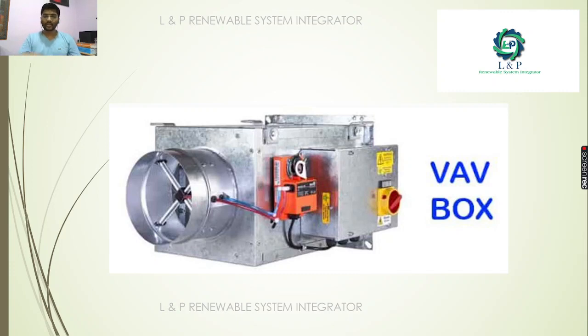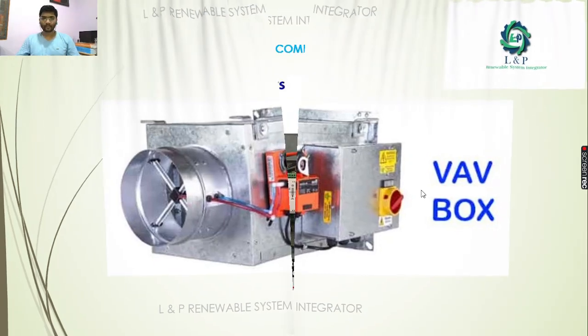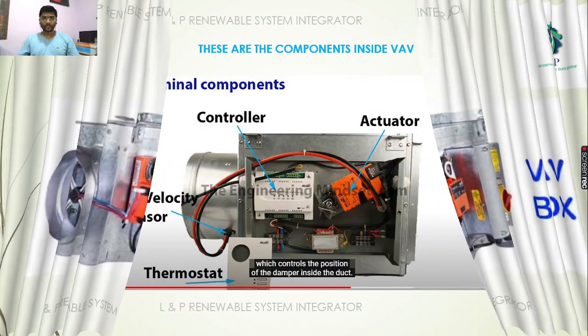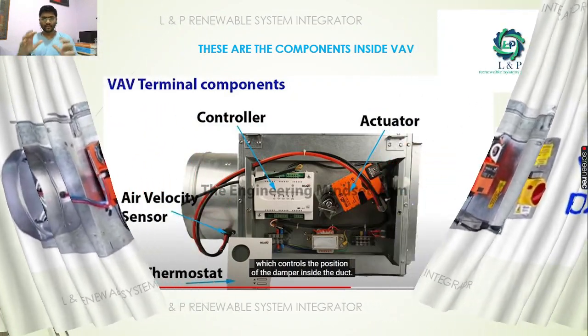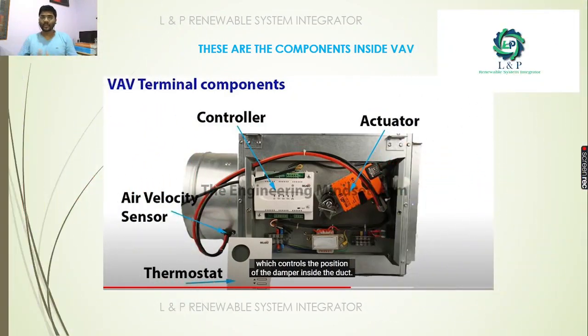This is how the variable air volume unit will be. See here, there is a damper actuator. This is the airflow sensor, and this is a rectangular duct. This is an electrical panel. This is an electrical switch, from the MCC panel. So now we are getting the answers to the questions.